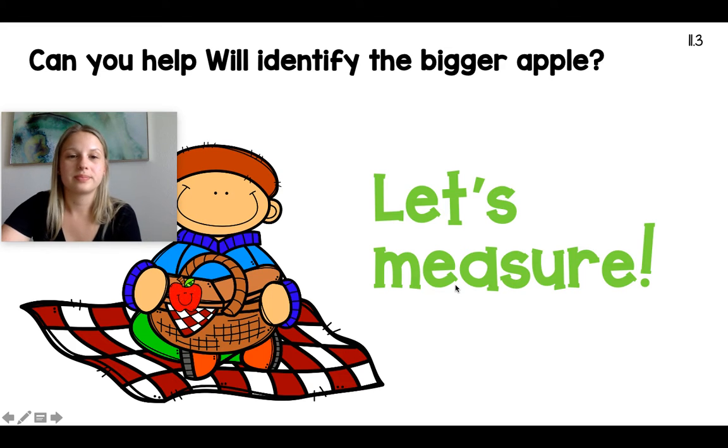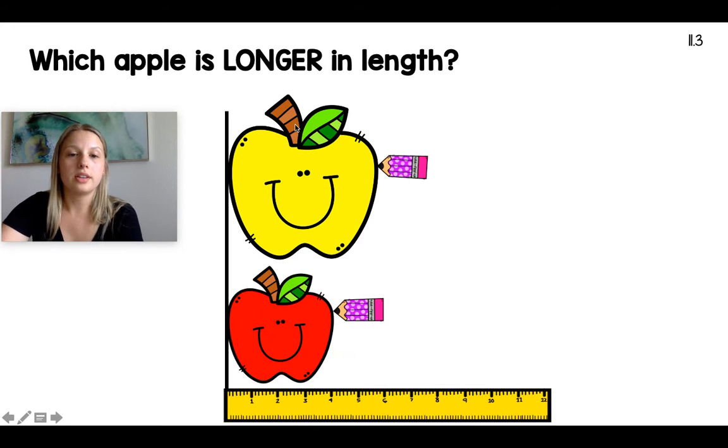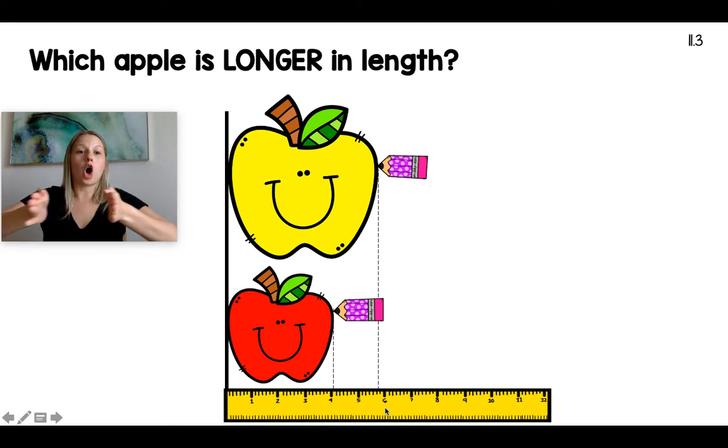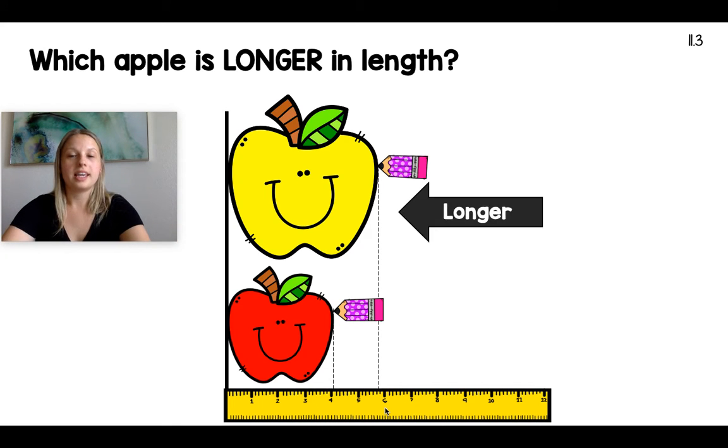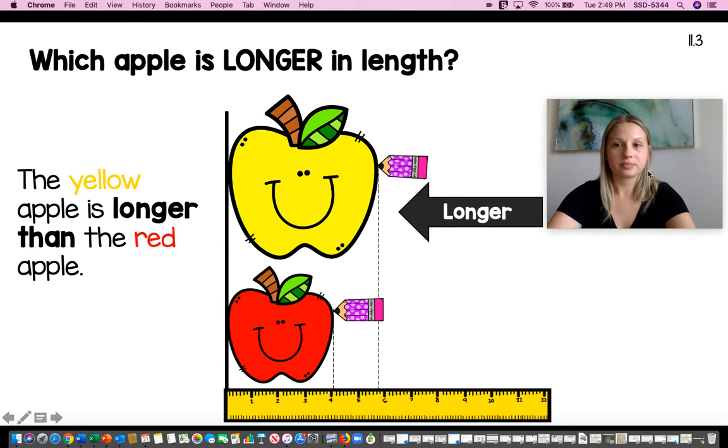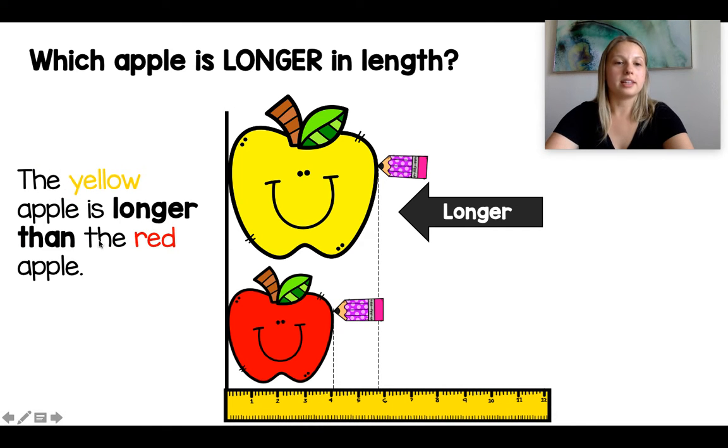Let's measure. So there's the first apple, and there's the second apple, and we're looking for the bigger apple. So here are the 2 apples. He has a yellow and a red one. Which apple is longer in length? Let's see. The red one measures to here, and the yellow one measures to here. So which one is longer? The yellow one is longer. Good. The yellow apple is longer than the red apple. So we know that the yellow one is greater in length, right?